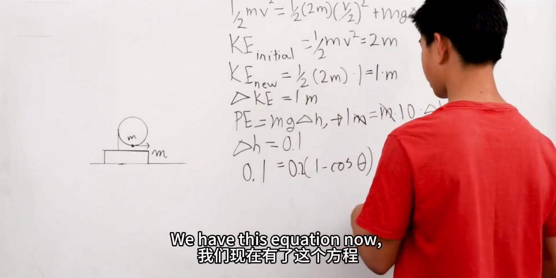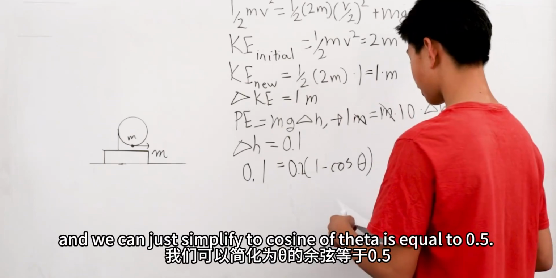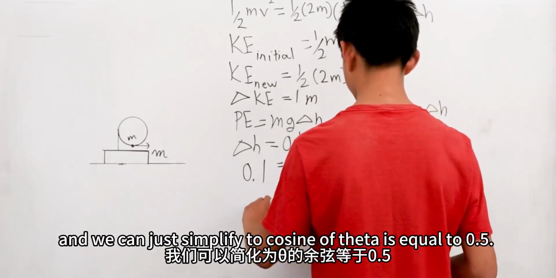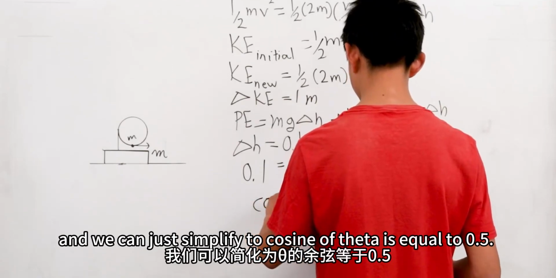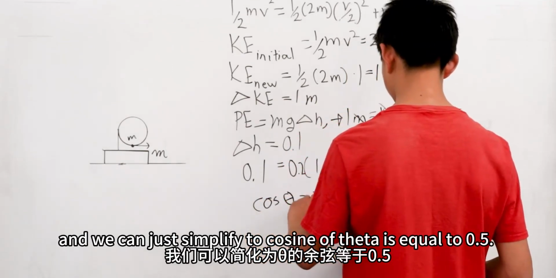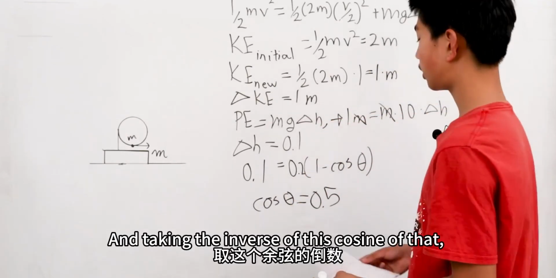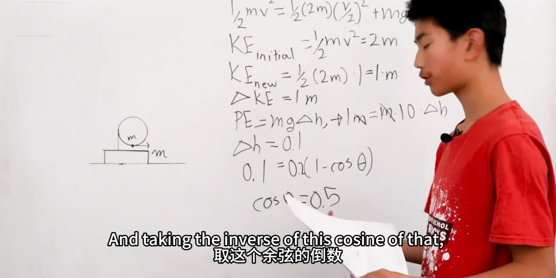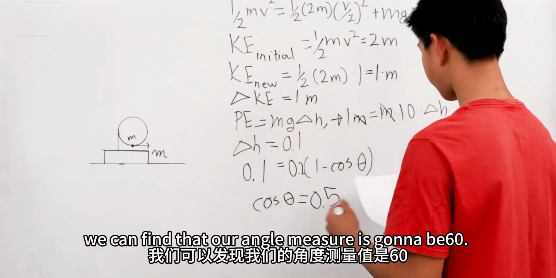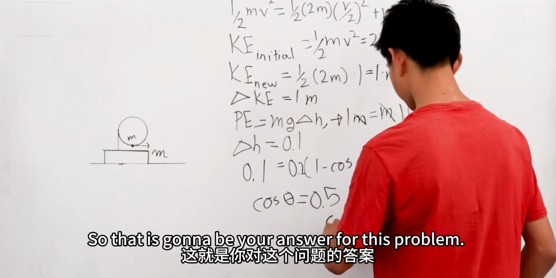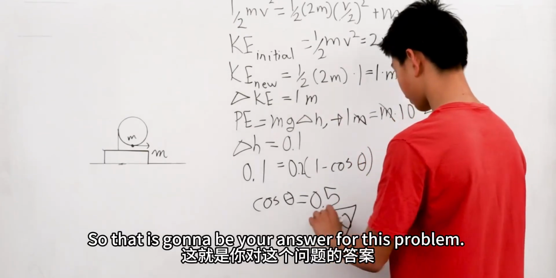So we have this equation now, and we can simplify this to cosine of theta is equal to 0.5. Taking the inverse cosine of that, we find that our angle measure is going to be 60 degrees. So that is going to be our answer for this problem.